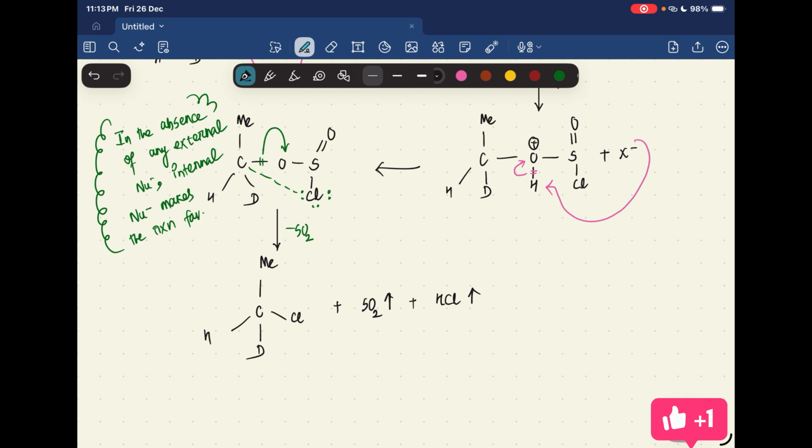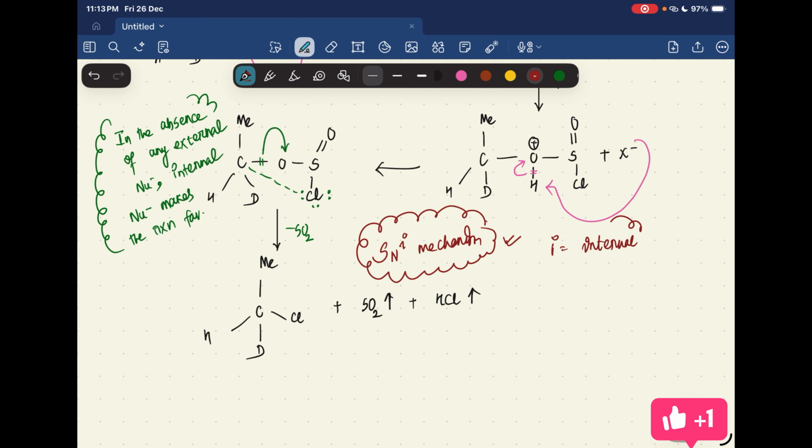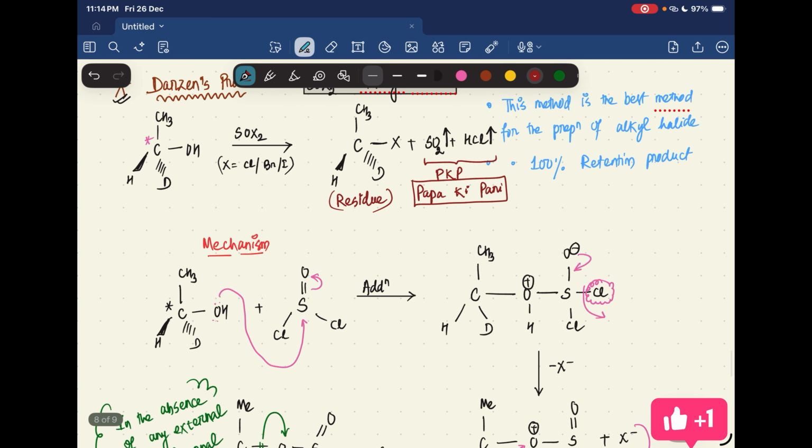So this is the corresponding product, and this mechanism is called SNi mechanism, because this is not SN2, and this is not SN1 as well, because in SN1 a carbocation will be formed. In SN2 there is nothing like an inversion product. That's why it is a new type of nucleophilic substitution reaction called SNi. Here i stands for internal. Now this is a very important process which is called Darzen's process. I hope it is clear.